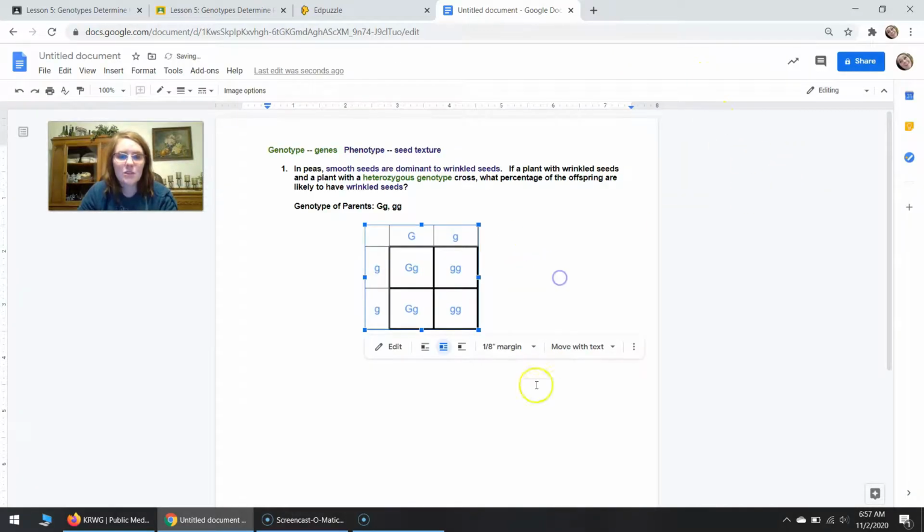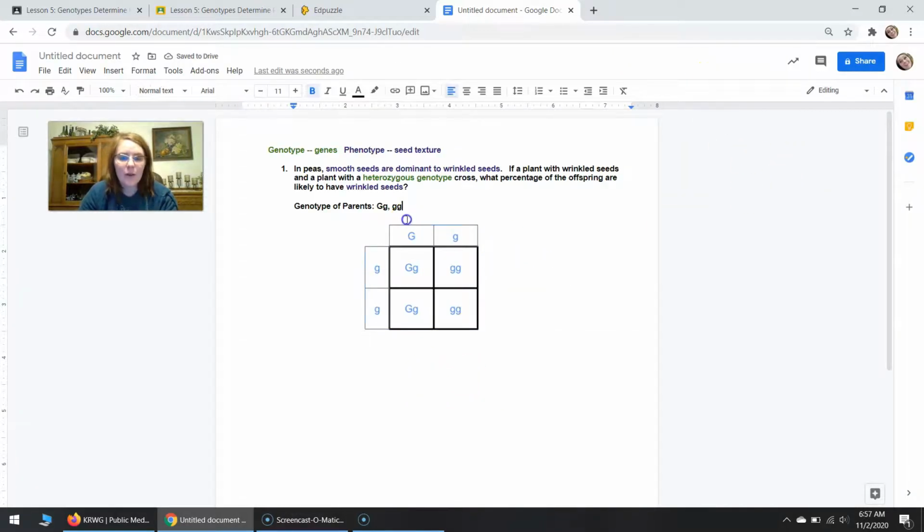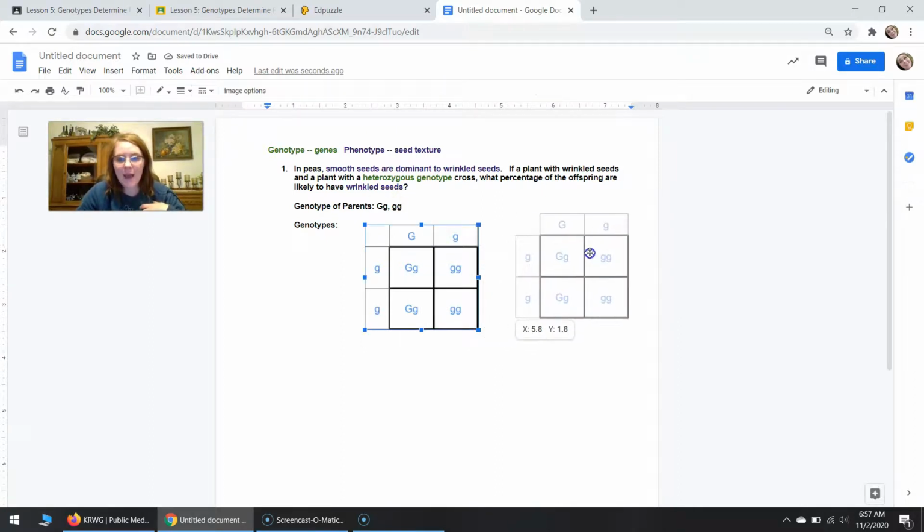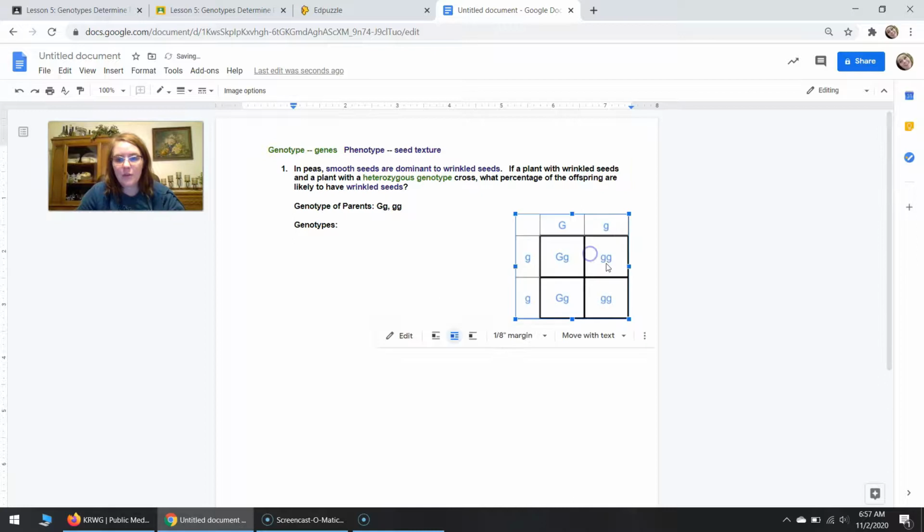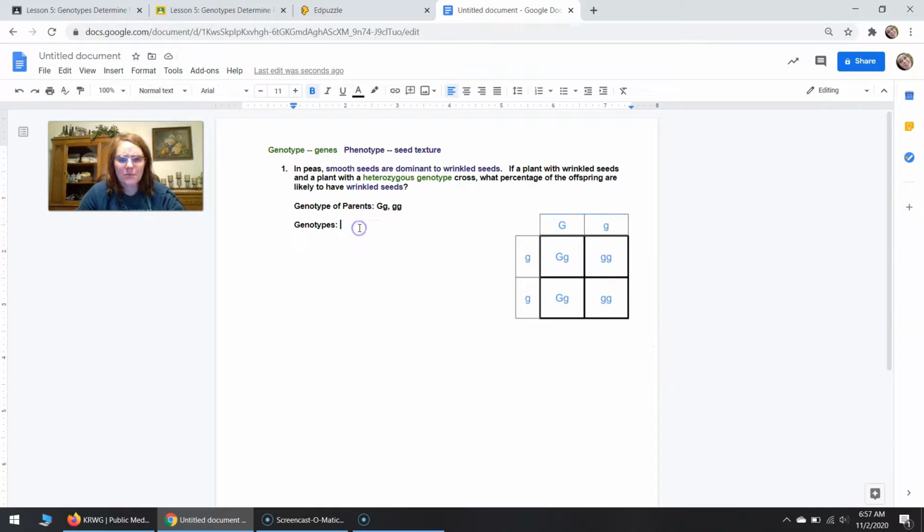Okay, what are we going to do with this data that we just figured out? Well, we're going to figure out the possible genotypes and phenotypes. So here's what I do to figure out the genotypes. I feel like that's easier because when you're looking at this, it doesn't say wrinkled seeds or round seeds. Wait, did I say smooth seeds? So you have to figure out the genotypes first.